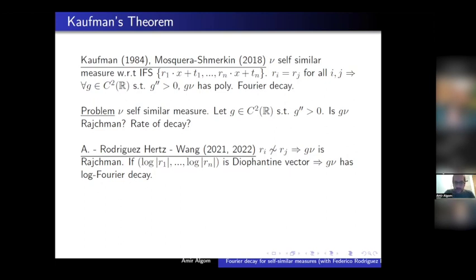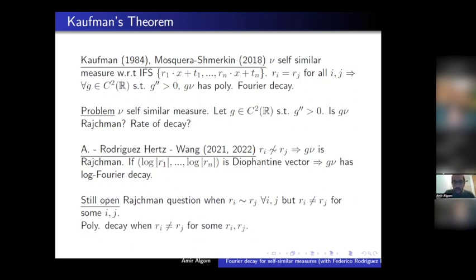But just to summarize this discussion, the Rajchman question regarding this Kaufman theorem problem is open in the cyclic yet non-homogeneous case. And the question of polynomial decay is open in all non-homogeneous cases. Okay, so let me end this talk with a brief discussion of our method with Federico and Jiren. So I need one slide of preliminaries.